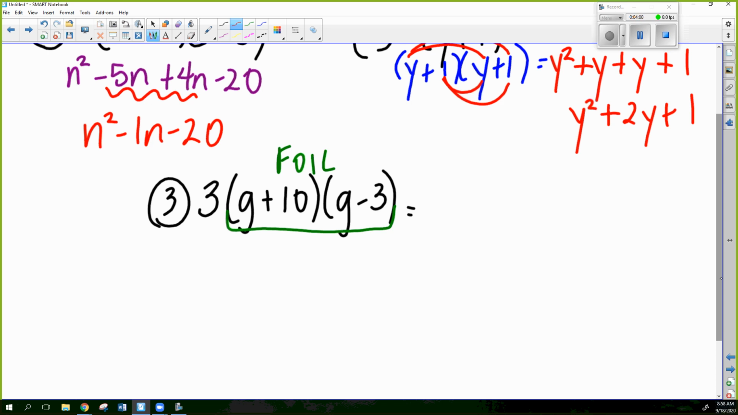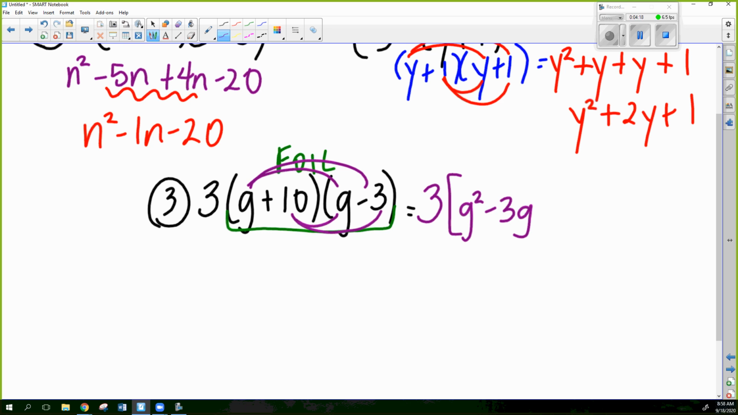We're going to FOIL. That's just fancy for double distribute, and we're going to hang on to the 3 for later. I'm just going to use a bracket so that I don't forget it's there. I'm going to carry it over. Hopefully you guys got g squared minus 3g, then plus 10g minus 30. And I guess technically you could distribute the 3 now, but you really should follow the order of operations and finish simplifying what's inside first. Okay? And did I mess something up?